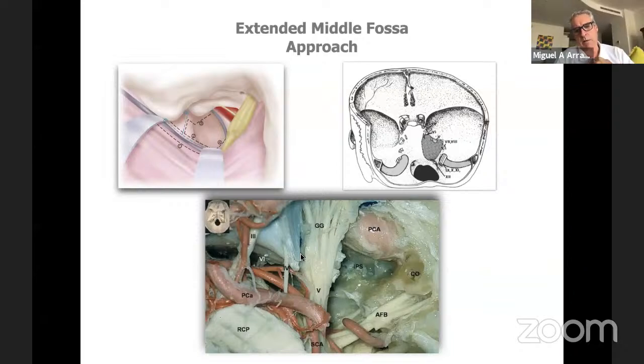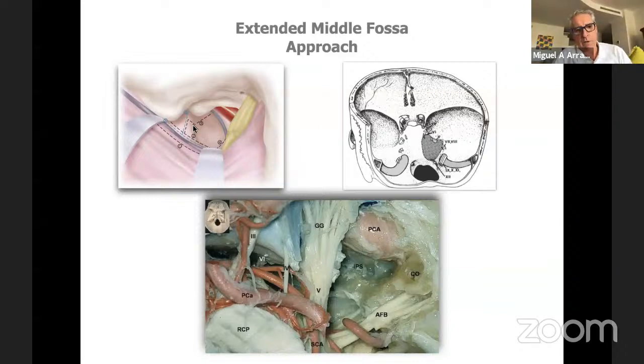Typically, the lesions coming from this structure are chondrosarcoma, low-grade chondrosarcoma, and the extended middle fossa approach is just going through the apex toward the intradural content of the petroclival region. This is one image coming from one publication, Dr. Sekhar and Dr. Sen, 1994, showing how the transpetrous approach converted into an extended middle fossa approach gives the opportunity to get inside the petroclival region.